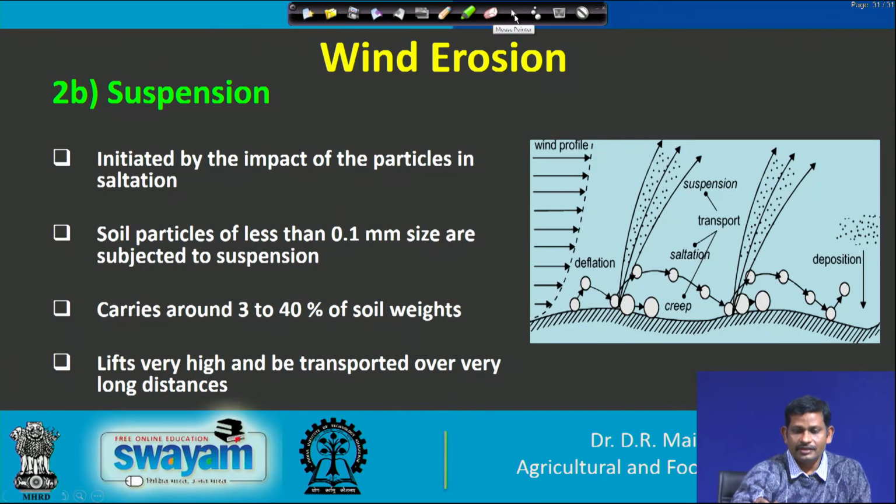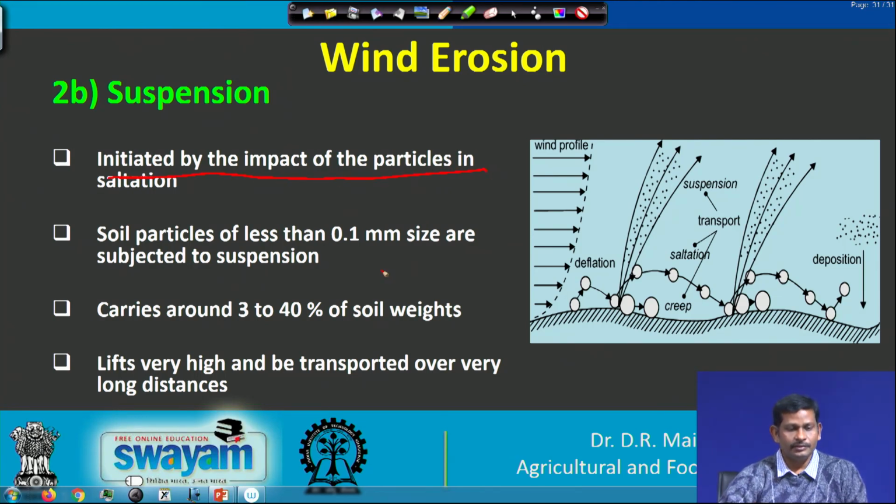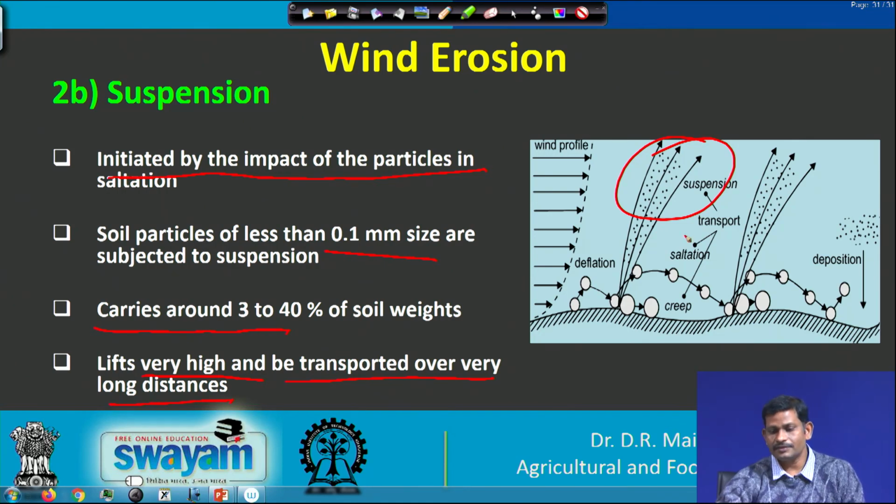And the second process under transportation is the suspension. That is basically initiated by the impact of the particles in saltation. Particles around 100 micron size are lifted very easily into suspension, and it carries around 3 to 40% of soil waste. It lifts very high and is transported over very long distances. So, if you see here, the tiny particles are lifted high and then transported, and finally, deposited after a period of time.